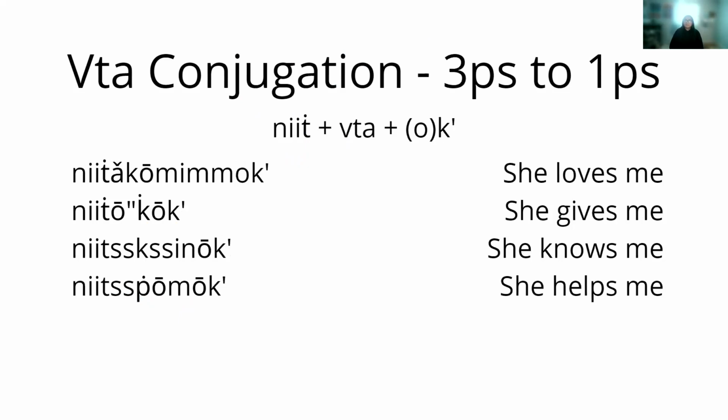For third person singular to first person singular, which is him to me, again, we have this oak, which kind of means that it's coming back. So for instance, she loves me, nitakomimok. She gives me nitokok. And as you can see, it's not nitokot, because that T would be saying that the giving is coming from me to somebody else. But when it has the K, it's saying that I'm receiving the giving, if that makes sense.